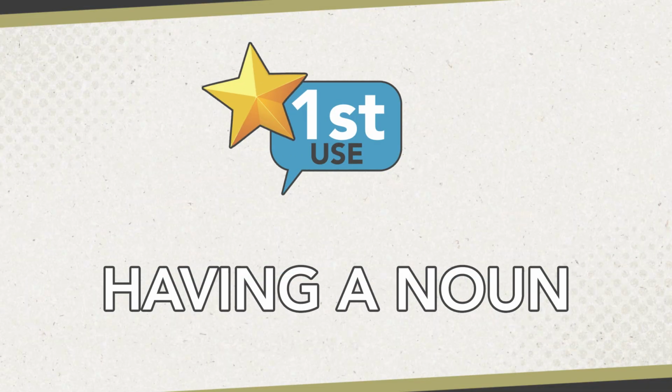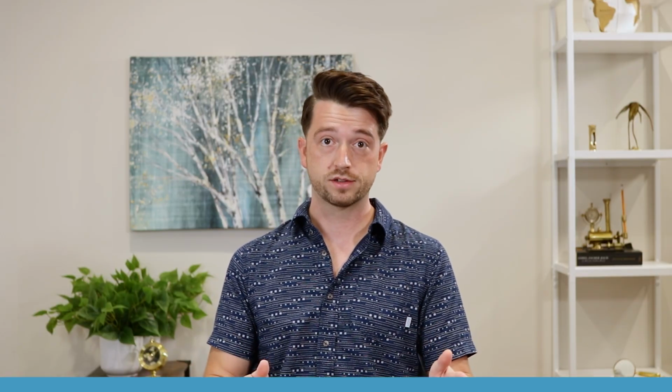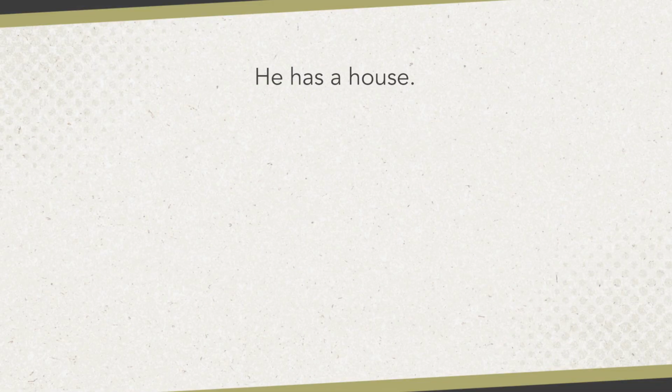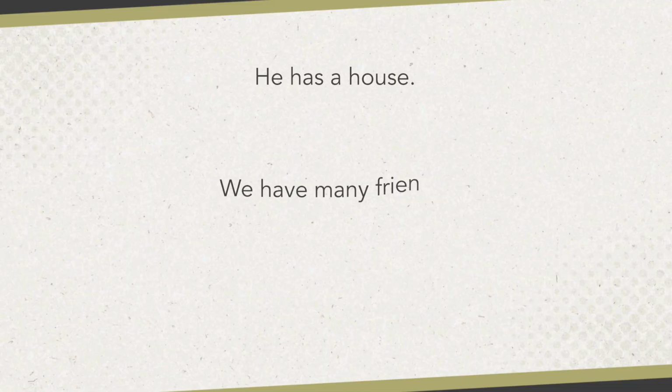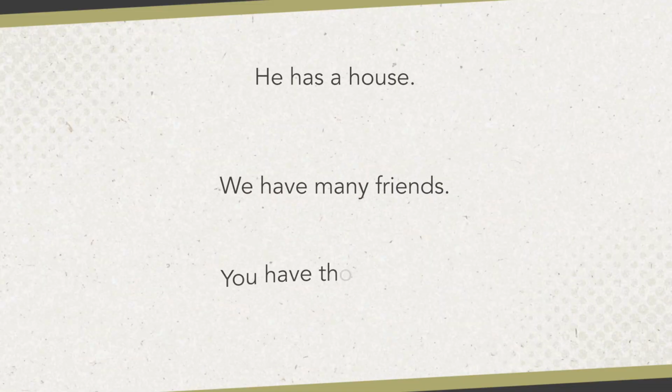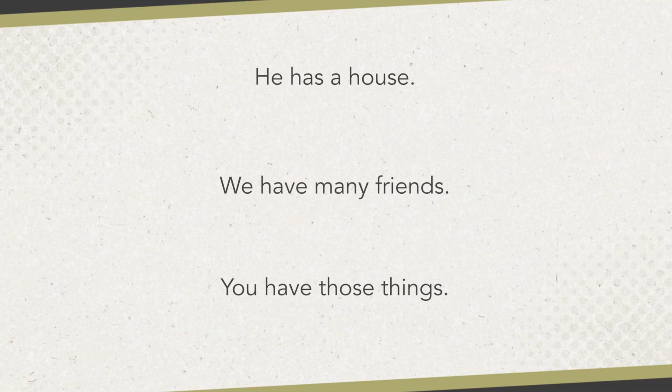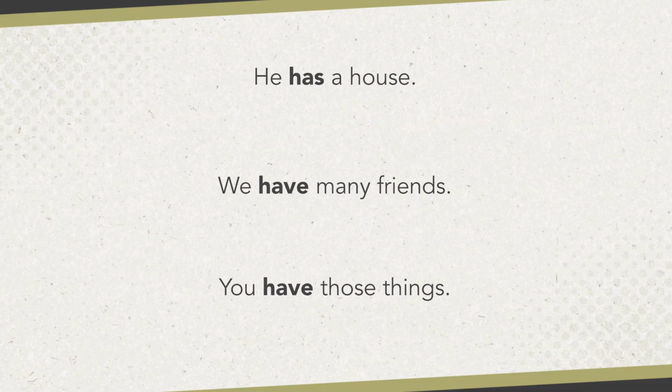The number one use of tener is to talk about having something, like a house or a friend. This is the only use of tener that works just like it does in English. We'll get to 4 other uses soon, but first let's look at some examples of how this one works. In English, we say things like, he has a house, we have many friends, you have those things. So as you can see, we say has or have, and right after that is a noun that someone has.